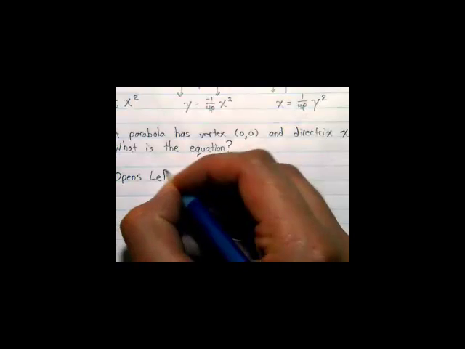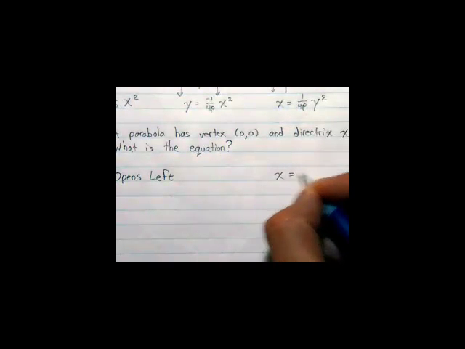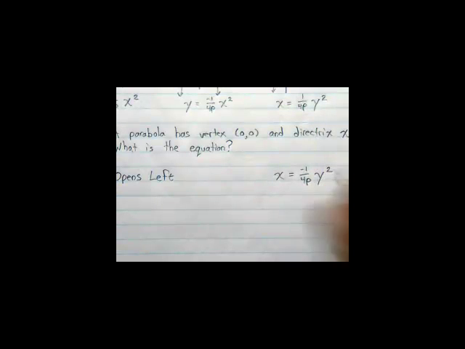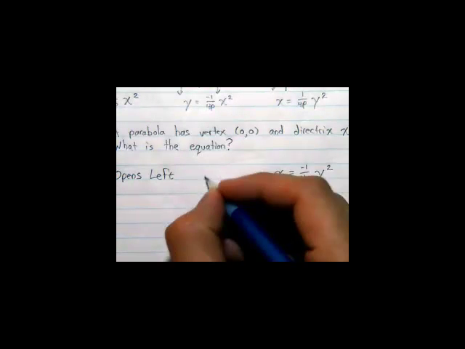So we know it's got to open left. We know the equation has got to be some form of x equals negative 1 over 4p y squared. And then it's just a matter of what is p. Isn't it 7? It's got to be 7. Right. If the vertex is 0, 0, the directrix is 7 over from there. So p is 7.